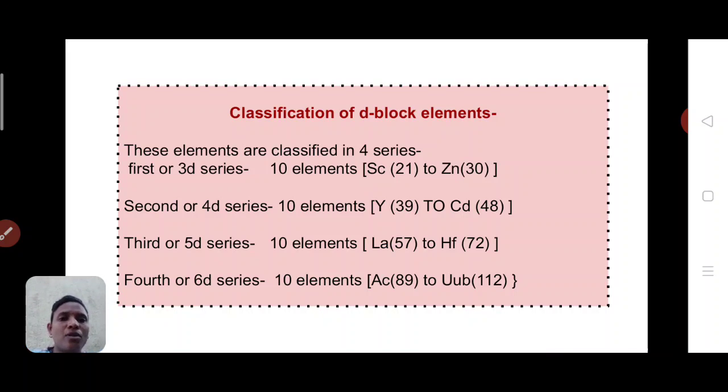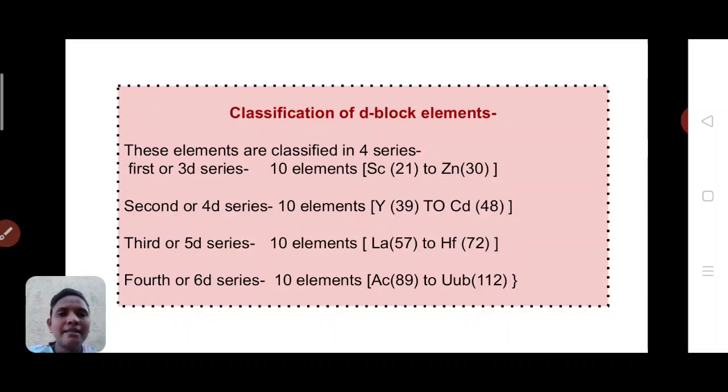Now see the classification of D block elements. These elements are classified in 4 series. The first series is called the 3D series. The 3D series contains 10 elements from scandium to zinc. Scandium has atomic number 21 and zinc has atomic number 30.